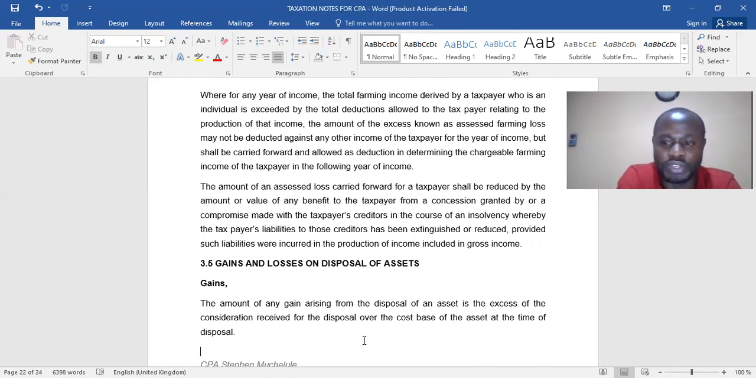So this loss could be reduced. This loss could have come up as a result of excessive indebtedness. Indebtedness may be interest or whatever the creditors are demanding. So if there is an agreement and the creditors have somehow forgiven you here and there, then the loss could be reduced.